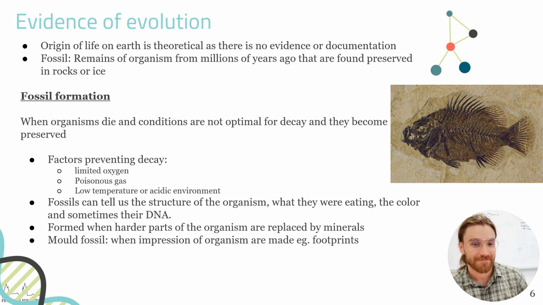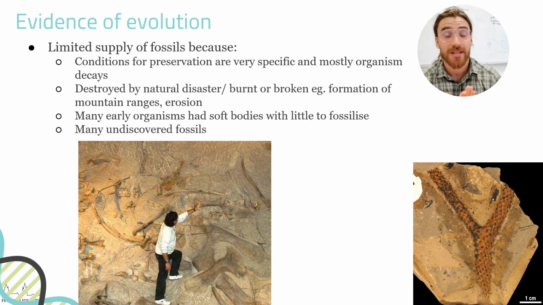It's kind of creepy. So as I say, although fossils give us a lot of evidence about evolution because we can track them back many, many years in the past, there are very limited fossils. It is incredibly difficult to find the right conditions to preserve a fossil. A lot of them are destroyed by natural disasters or tectonic plates. Many of the early organisms had soft bodies. So you have to have strong, hard bones to fossilize.